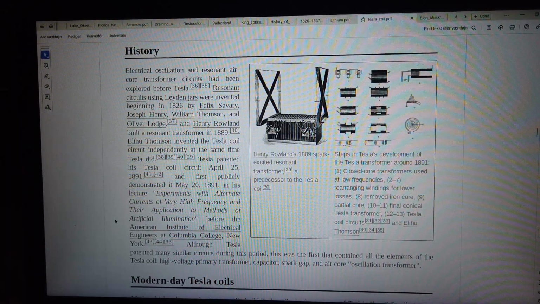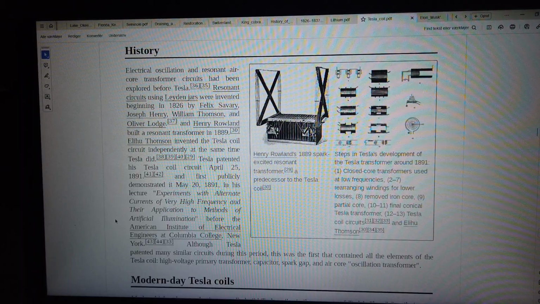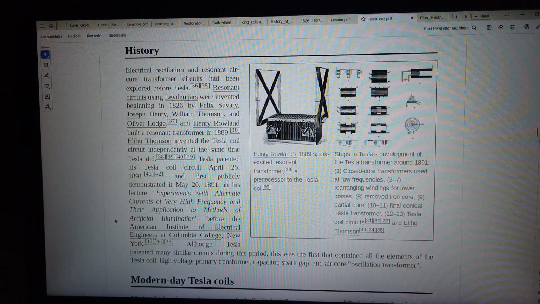Spark excited resonant transformer, a predecessor to the Tesla coil. Steps in Tesla's development of the Tesla transformer around 1891.